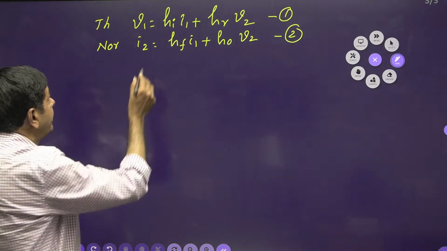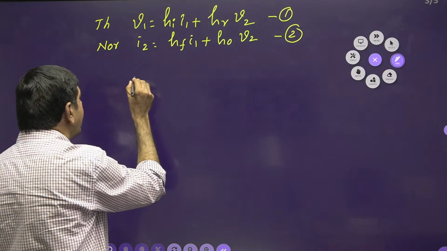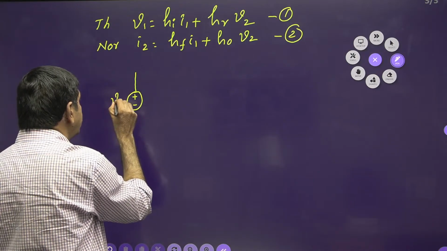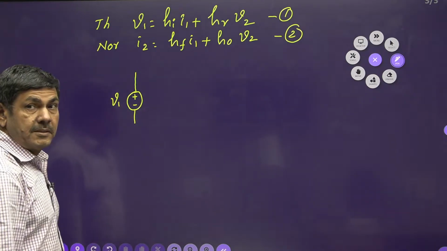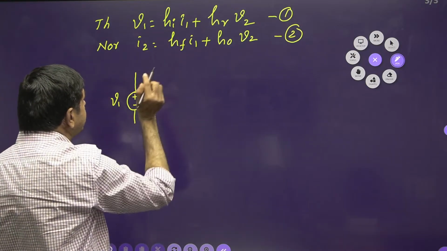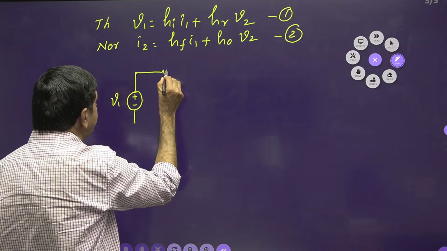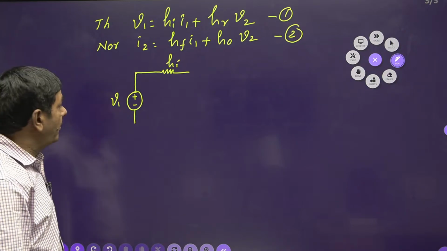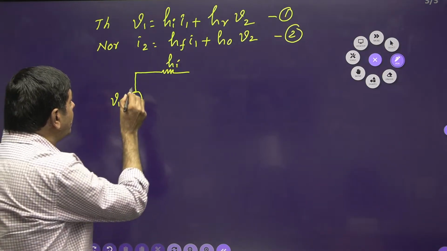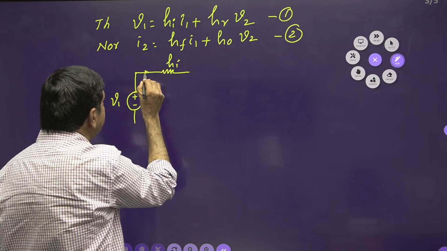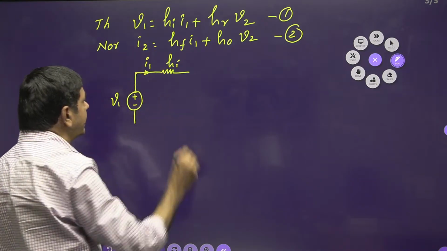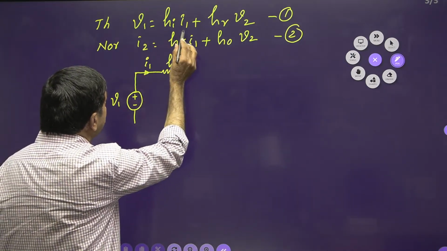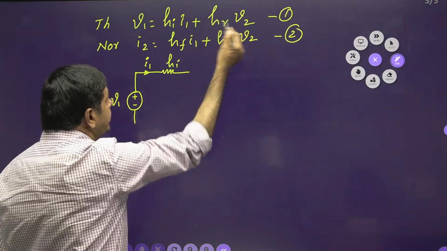How can we form it? On the input side, V1 is there. I will connect V1 here. This is V1. This voltage is equal to this voltage. HI is nothing but input impedance. I have taken HI here now. Because of the connection of V1, a current I1 is going to flow. This current I want to denote by the symbol I1. So, I got V1 equals HI into I1, plus HR into V2.